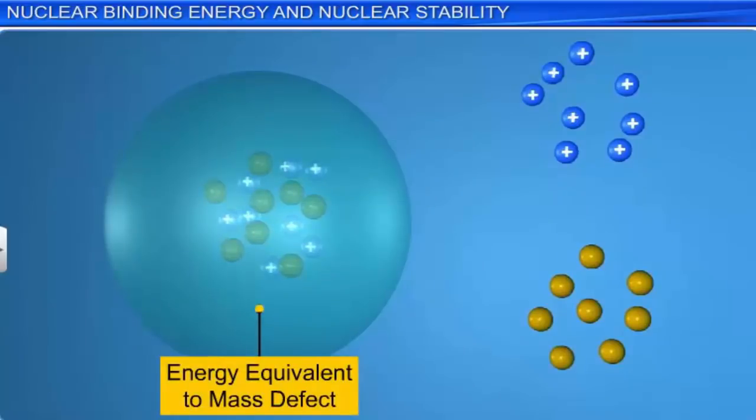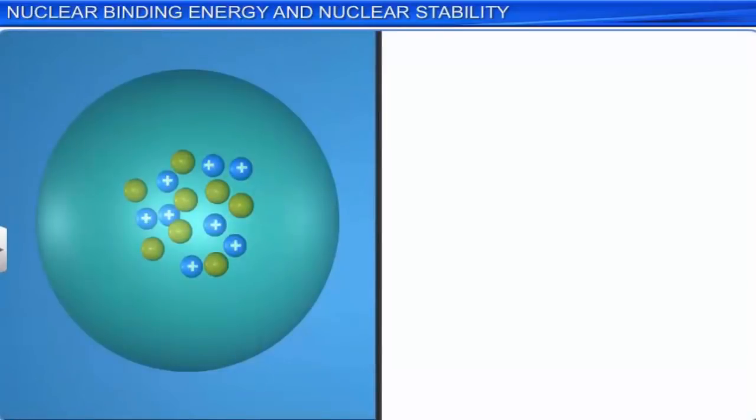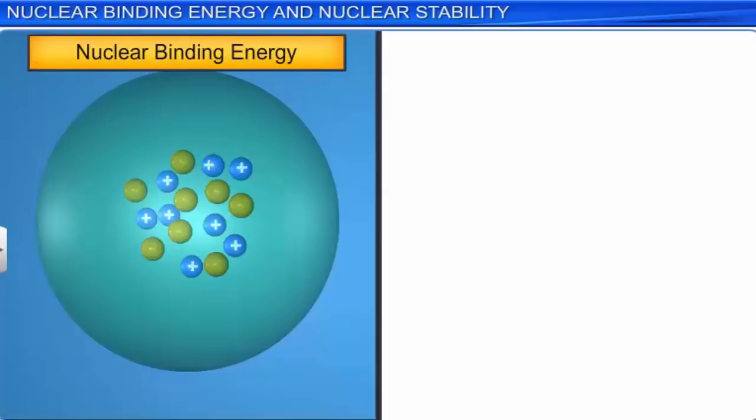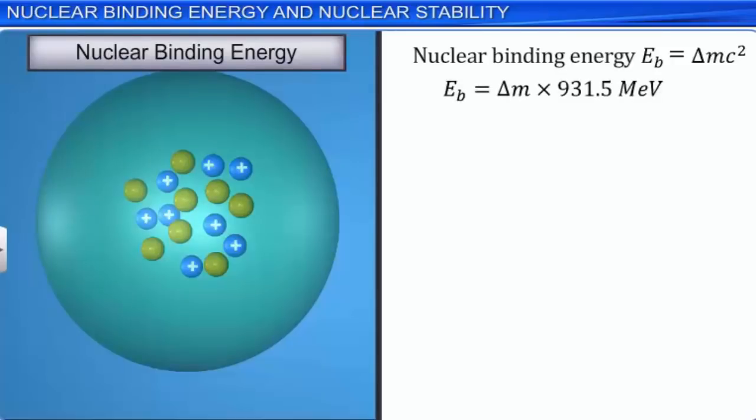The energy equivalent to the mass defect is obtained by Einstein's mass-energy relation. This energy is called the binding energy and is denoted by EB = delta M × c², if delta M is taken in kilogram. If delta M is taken in atomic mass units, then EB = delta M × 931.5 MeV, as discussed earlier. Energy equal to the binding energy is released when the constituents of a nucleus are brought together. This same energy is required to break a nucleus into its constituent nucleons.